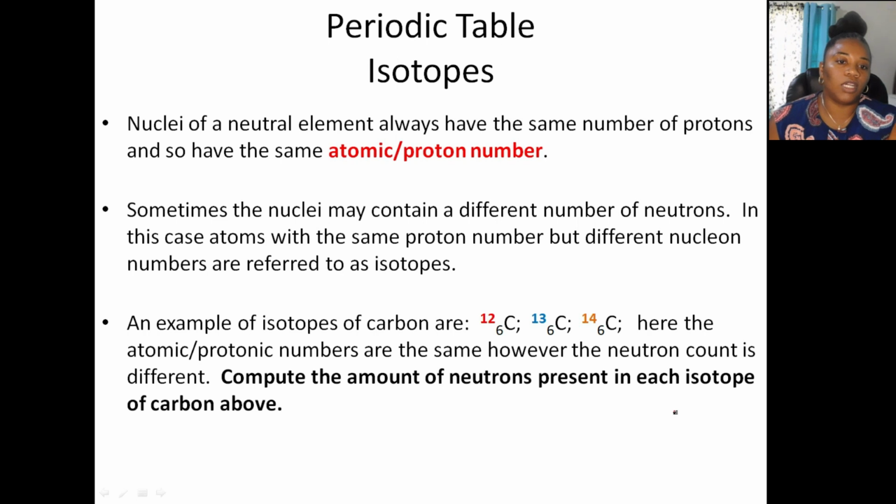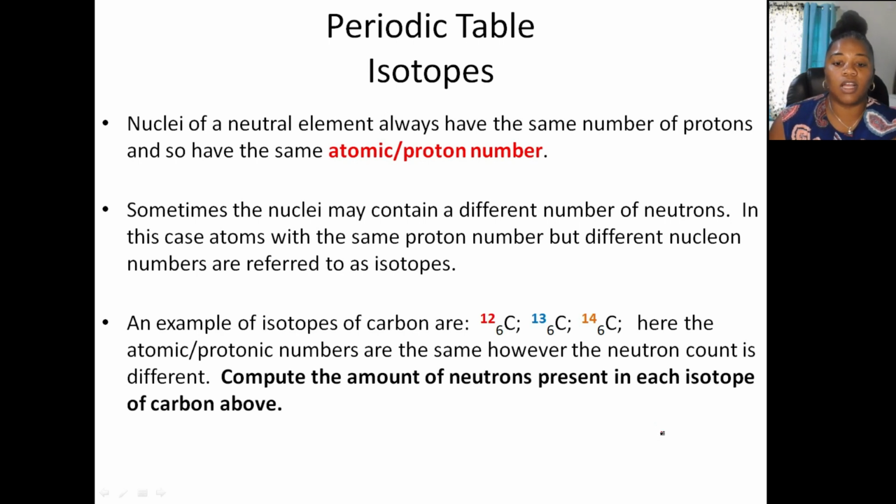So now you're dealing with isotopes. Nuclei of a neutral element always have the same number of protons and so have the same atomic or proton number. Sometimes the nuclei may contain different numbers of neutrons. In this case, atoms with the same proton number but different nucleon number are referred to as isotopes. For example, the isotopes of carbon are carbon 12, 13, and 14.